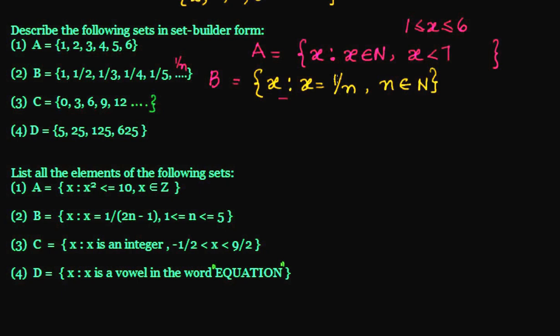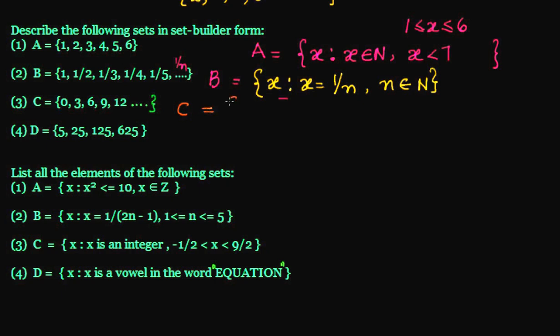So if I have natural numbers, obviously the x value will be nothing but 1 by 1, 1 by 2, 1 by 3, 1 by 4, and it goes on. Okay, right. That's about it. Let's go to the next one.